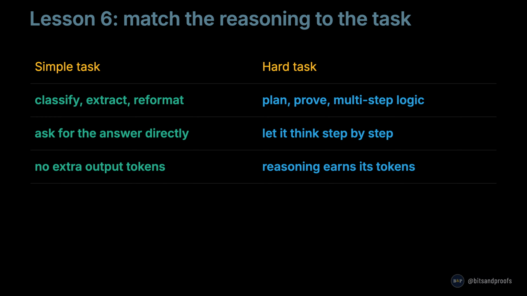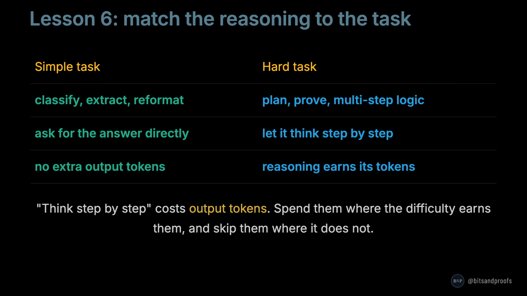Lesson 6, match the reasoning budget to the difficulty. For a simple task like classifying, extracting, or reformatting, just ask for the answer directly. There is no need to make it think out loud. For a hard task like planning or multi-step logic, let it think step by step, because that thinking is worth it. The point is, thinking step by step costs output tokens. So spend those tokens where the task actually needs them and skip them where it does not.